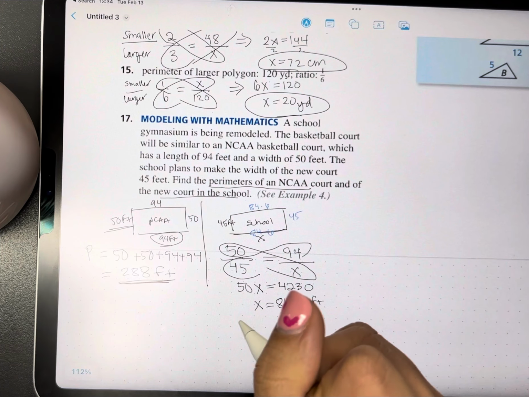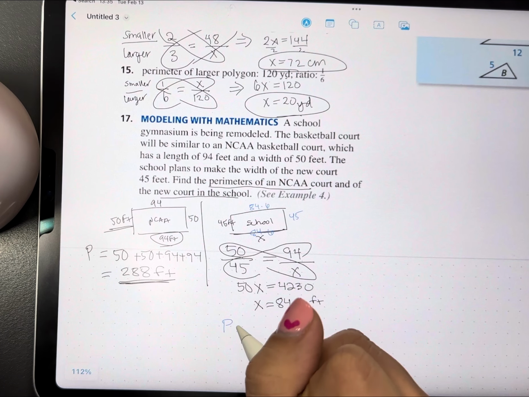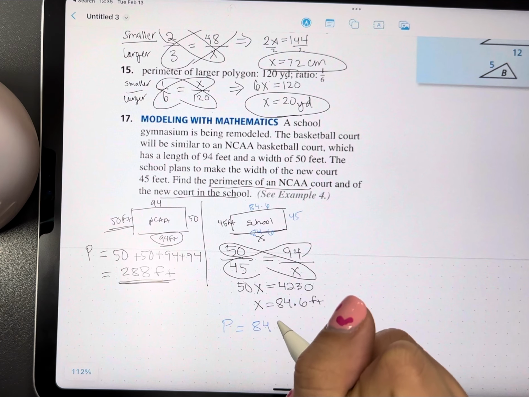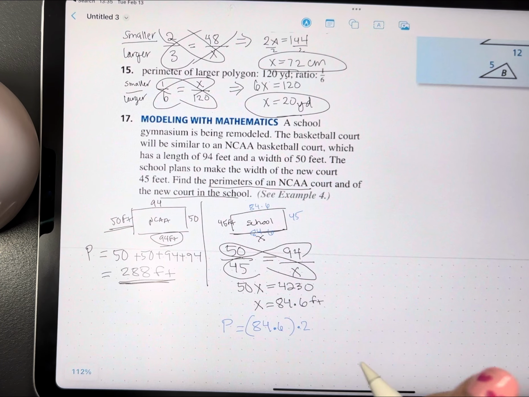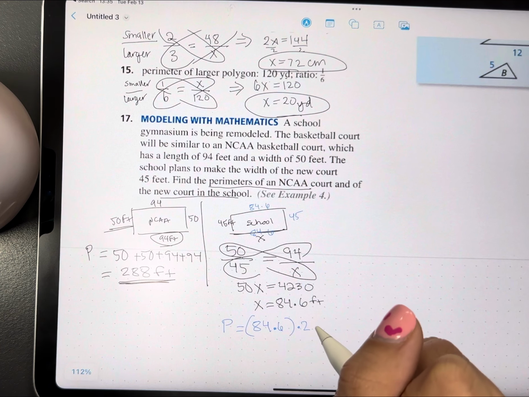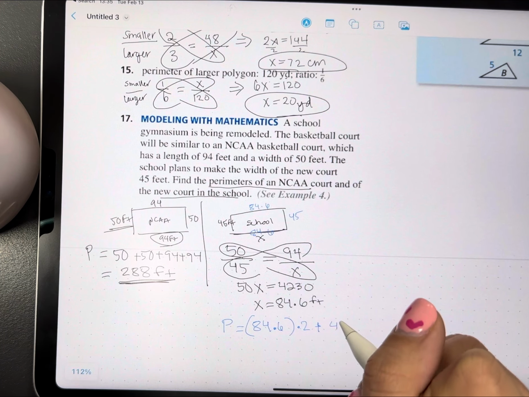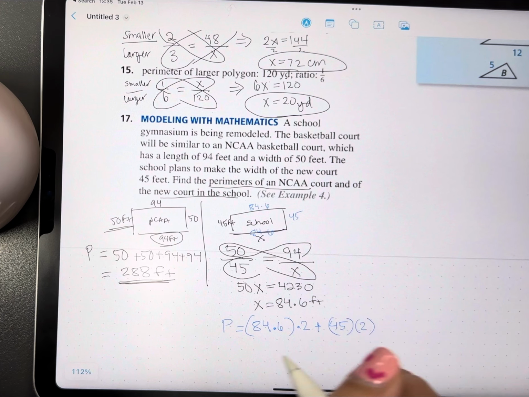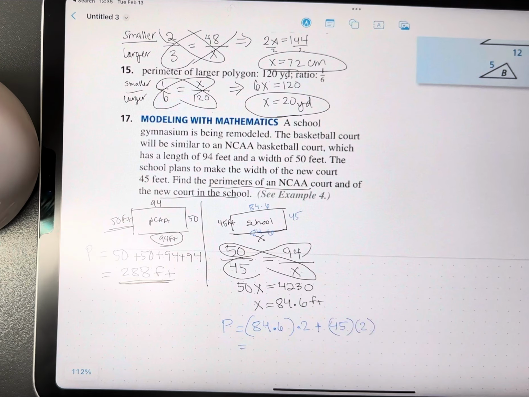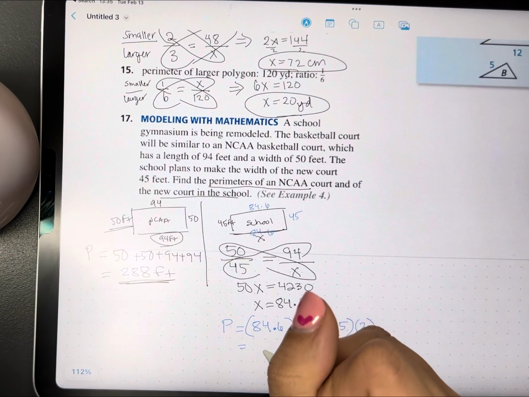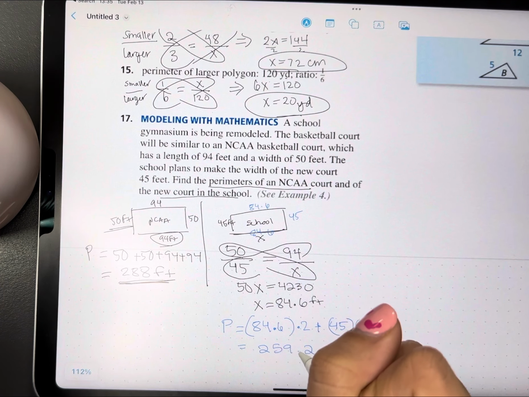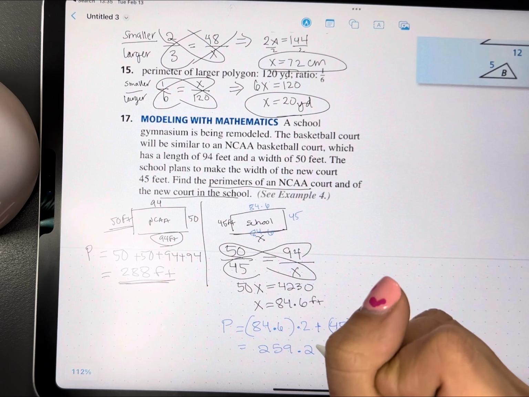And so now I can tell him the perimeter here, it's going to be that 84.6 times 2. Or you can add it, 84.6 plus 84.6, plus 45 times 2. Either way, don't worry. You can still add all the way around. That's totally fine. 45 times 2 is 90, so that's 259.2. Units are feet.